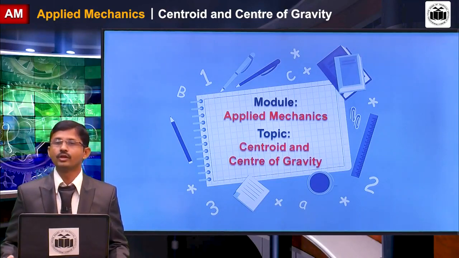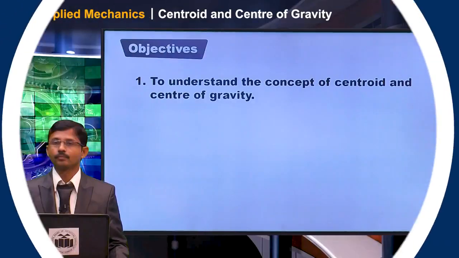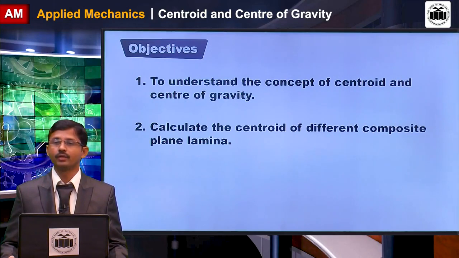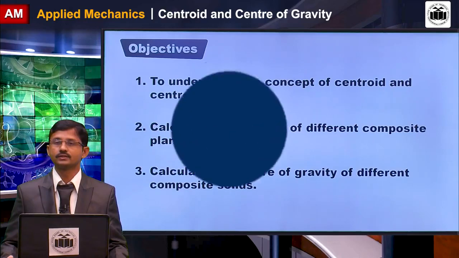Dear students, today we are going to learn the module applied mechanics. In that particular module, we are going to study the topic centroid and center of gravity. The learning objectives of this topic are to understand the concept of centroid and center of gravity, then calculate the centroid of different composite lamina, then calculate the center of gravity of different composite solids.